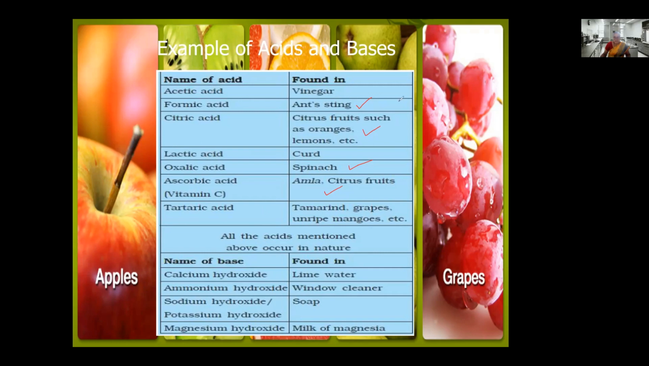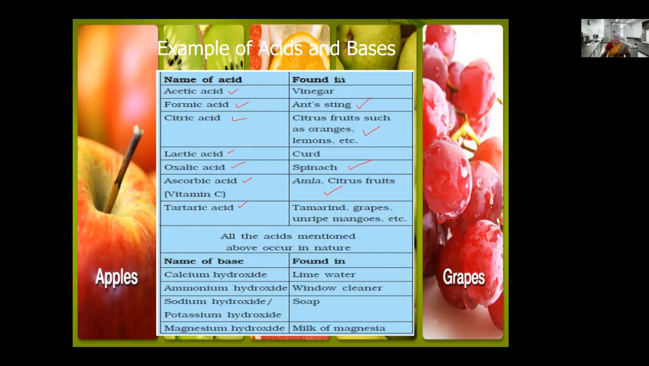So these are all the acids which are found in nature, or we can say which are found in food items. So what are the naturally occurring acids? If the question is asked, what will you write? Acetic acid, formic acid, citric acid, lactic acid, oxalic acid, ascorbic acid, tartaric acid. Okay.